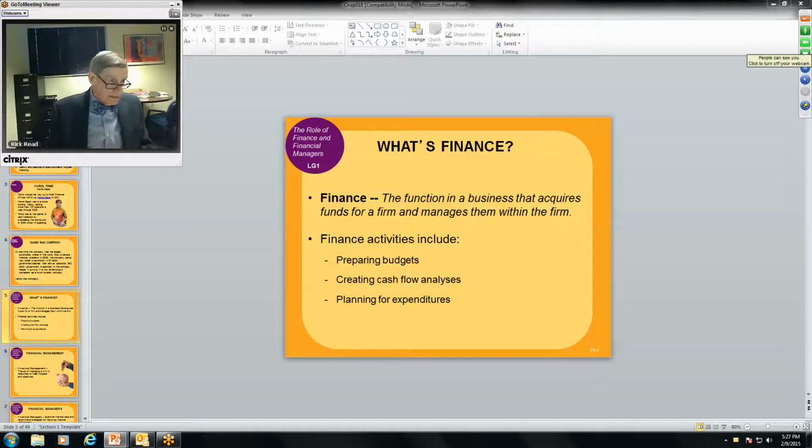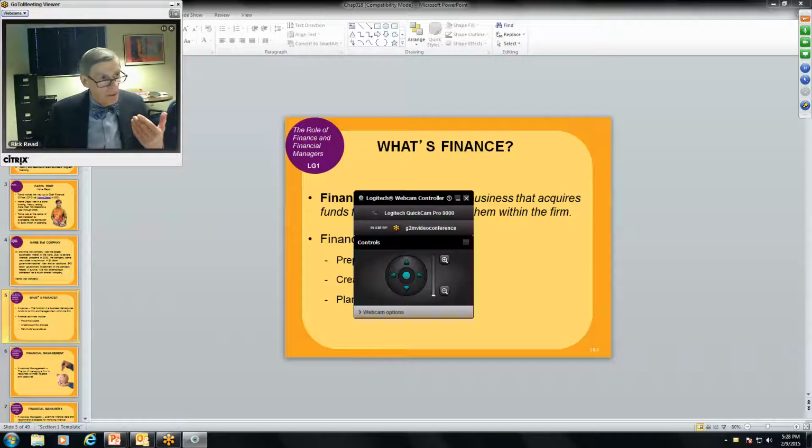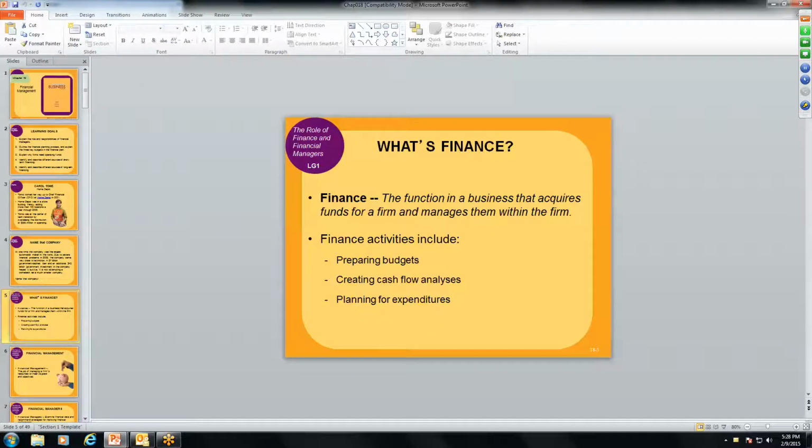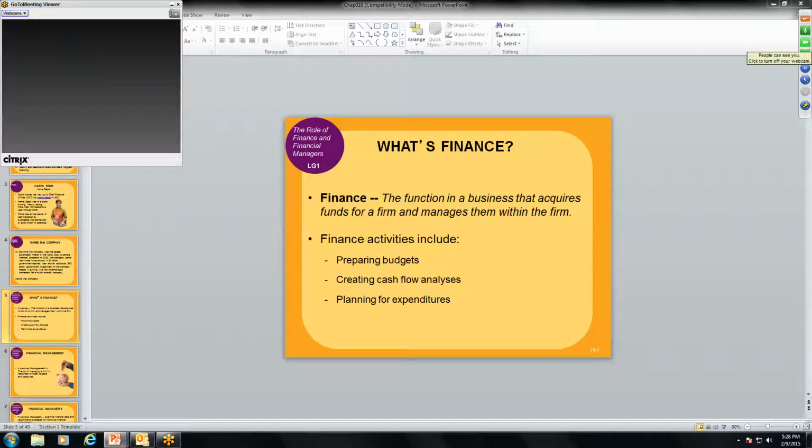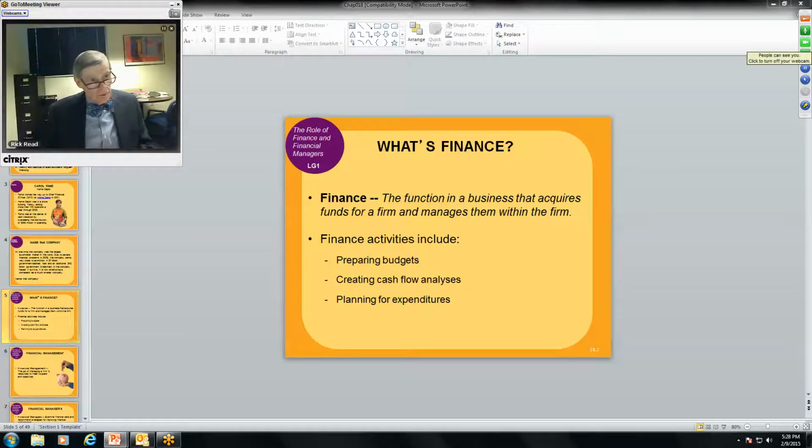Finance in any firm is that part of the firm, or those people engaged in doing certain things for the company, that acquires funds and then manages those funds. They go out and get funds somehow, some way. Now, that's not nefarious. I mean, they're going to do this legally, hopefully. And then they're going to make sure that those funds are managed so they know where they are and how they can be used and put to use.